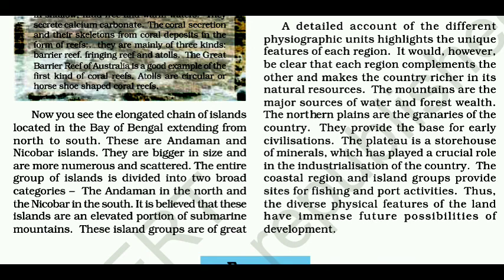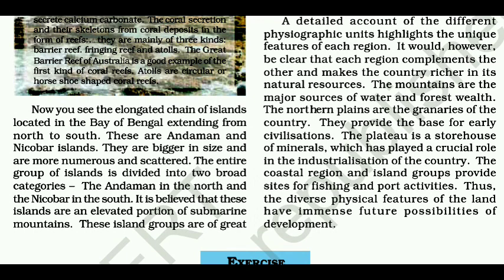The mountains are the major sources of water and forest wealth. The northern plains are the granaries of the country. They provide the base for early civilizations. The plateau is a storehouse of minerals, which has played a crucial role in the industrialization of the country. The coastal region and island groups provide sites for fishing and port activities. Thus, the diverse physical features of the land have immense future possibilities of development.